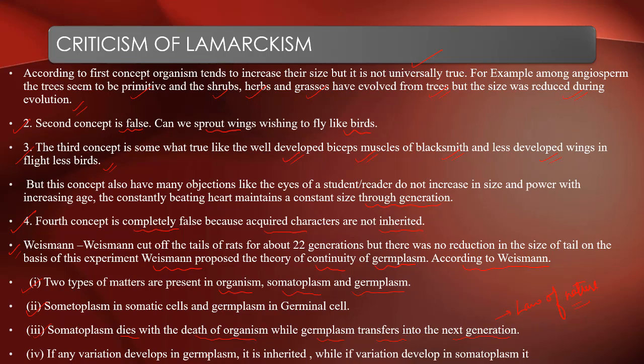If any variation develops in germplasm, it is inherited, while if variation develops in somatoplasm, it is not inherited. So it simply means the somatoplasm, or the variations of somatoplasm, are not inheritable. But in case of germplasm or the gametes, if the change is there, then it will be inherited. Understood? So this is the Weismann theory of germplasm.